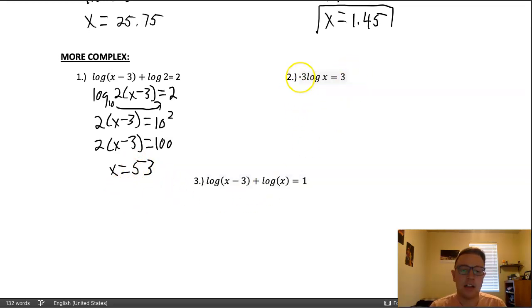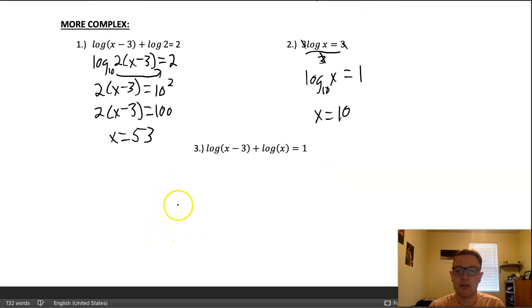Okay. What about if we have 3 log of x is equal to 3? If we have 3 log of x is equal to 3, we could move this 3 into the equation, or we can try to separate it, right? This is 3 times log of x, so we can divide everything by 3 to get rid of this. Just so happens that also gets rid of it on the other side. We're left with log of x is equal to 1. And if log of x is equal to 1, this is log base 10 of x, that means that x is equal to 10 to the 1, or 10.